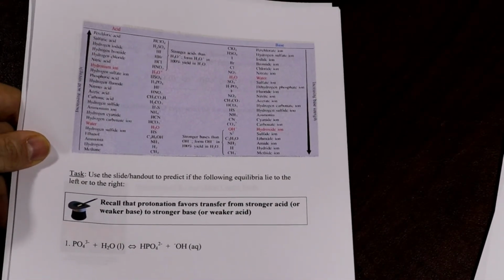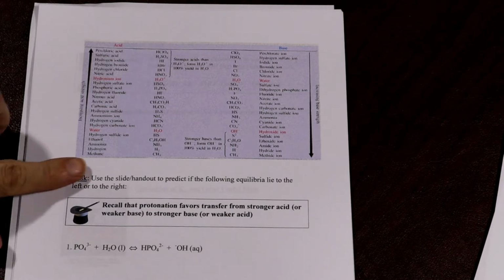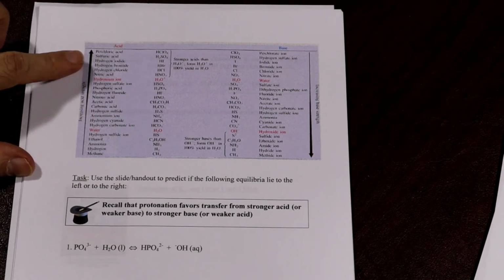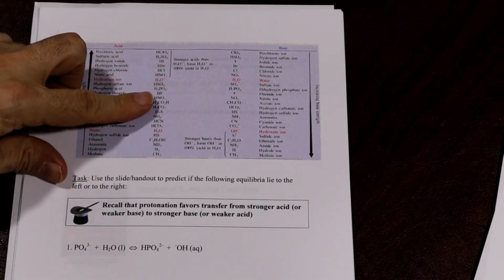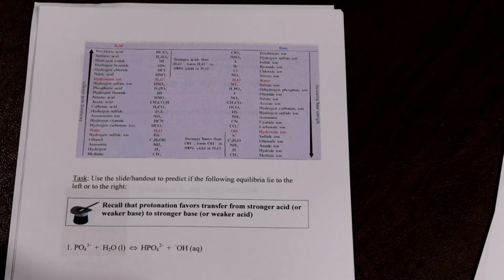If you have that league table, remember the more reactive or more chemically stronger material will react in preference to the weaker one. So we can use the slide here to predict if the following equilibria lie to the right or left. Remember, it will move in the direction reacting away the stronger material. So if we look here, what do we see?